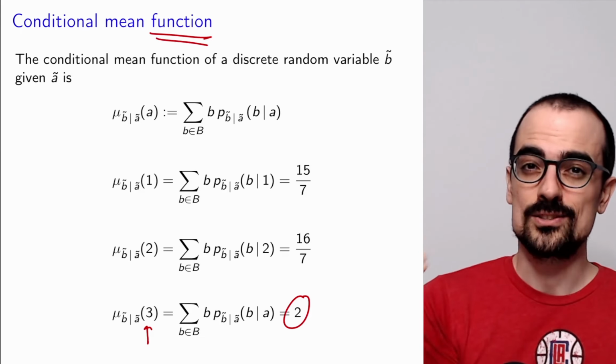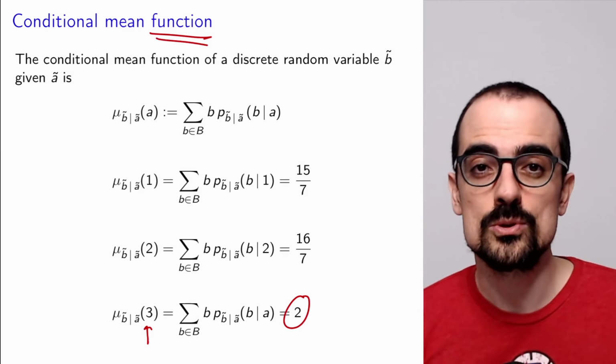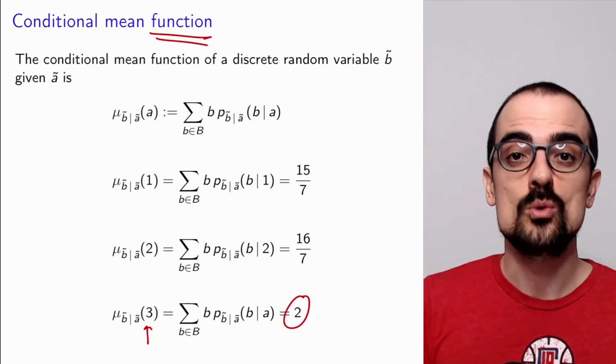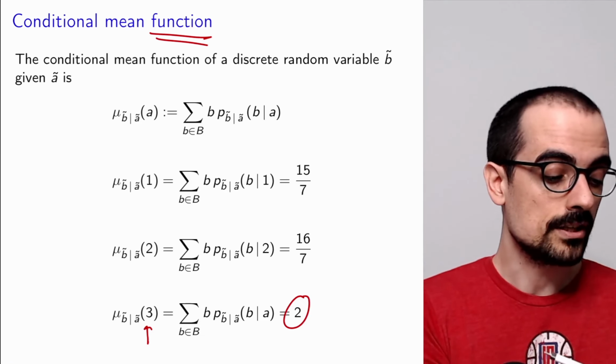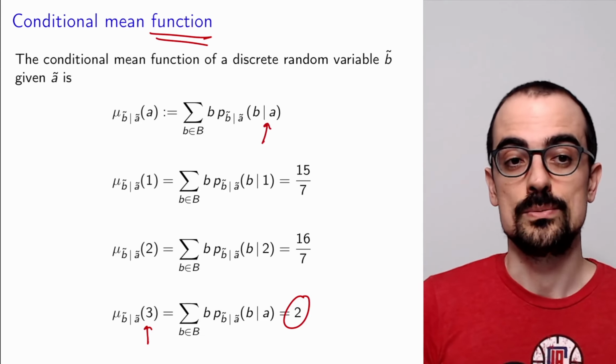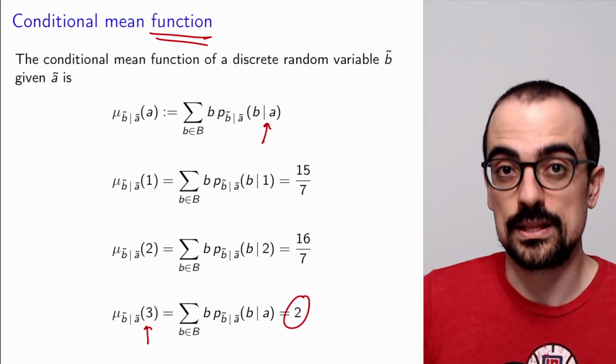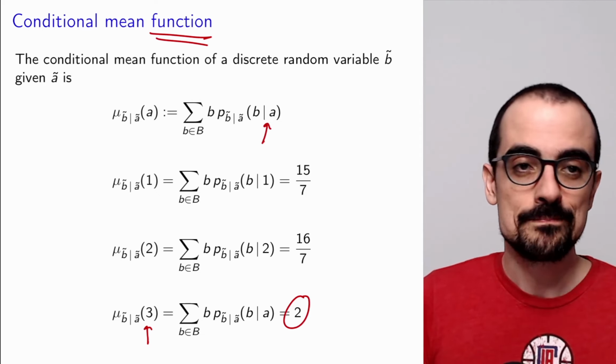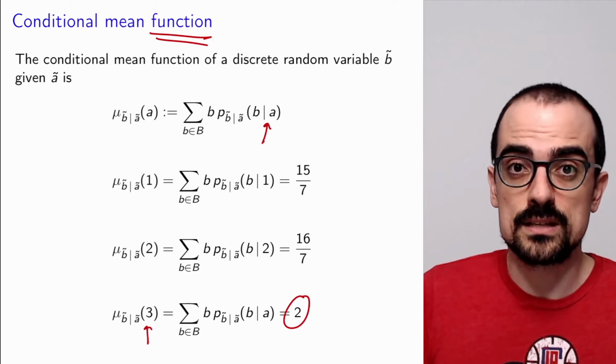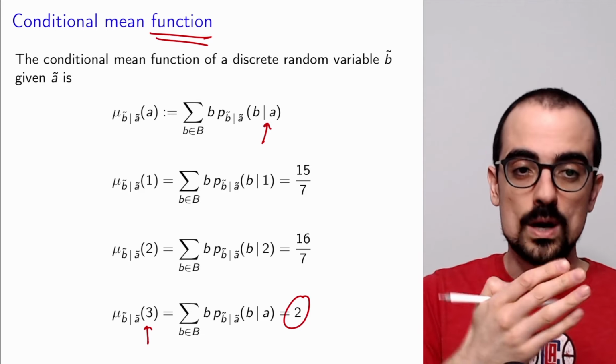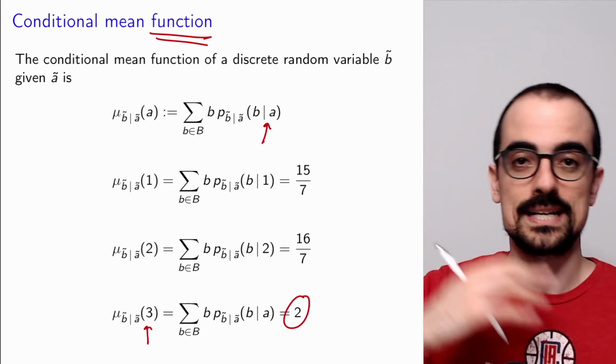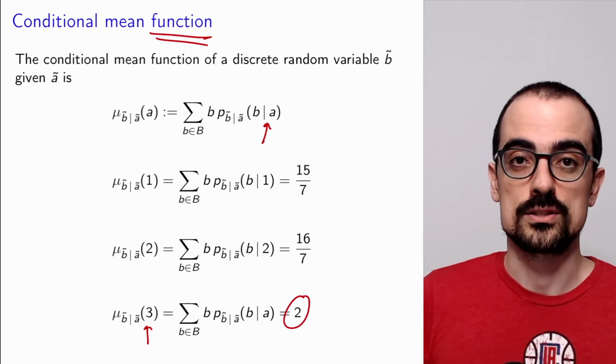Strictly speaking, it's not really a function because there are some values that we cannot plug in. We can only plug in values for which this conditional distribution is well defined. I cannot plug in 23 in this case, okay? But otherwise it is a deterministic function. I plug in 1, I get 15 over 7. I plug in 2, I get 16 over 7, and so on and so forth.